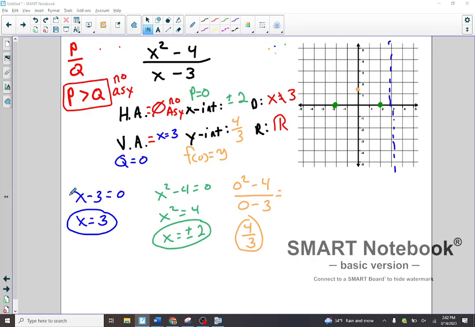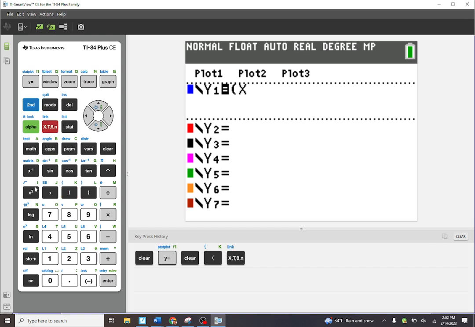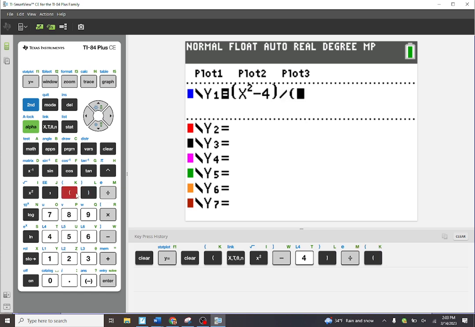Y'all need your charger. So it's going to be x squared minus 4 close the parenthesis, then divide, open a new set of parentheses.